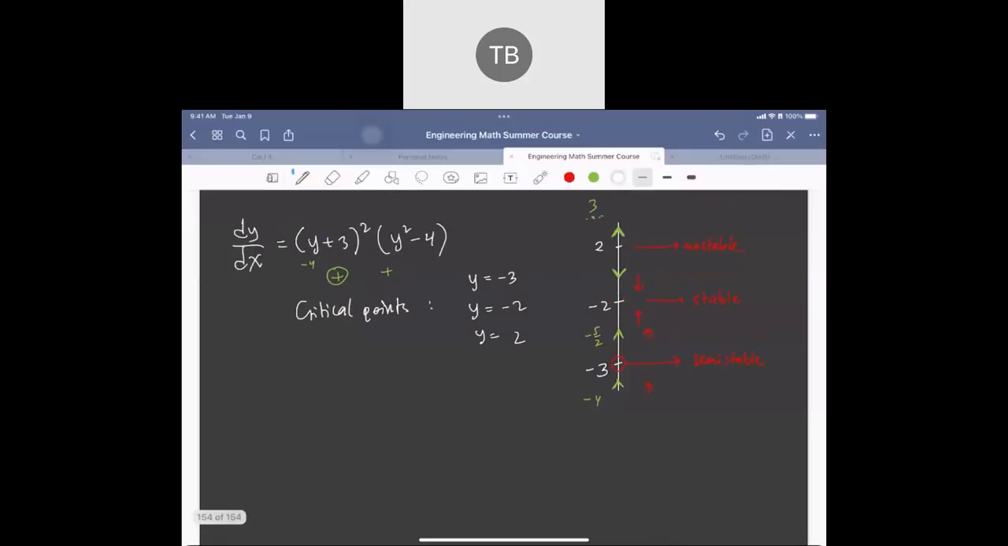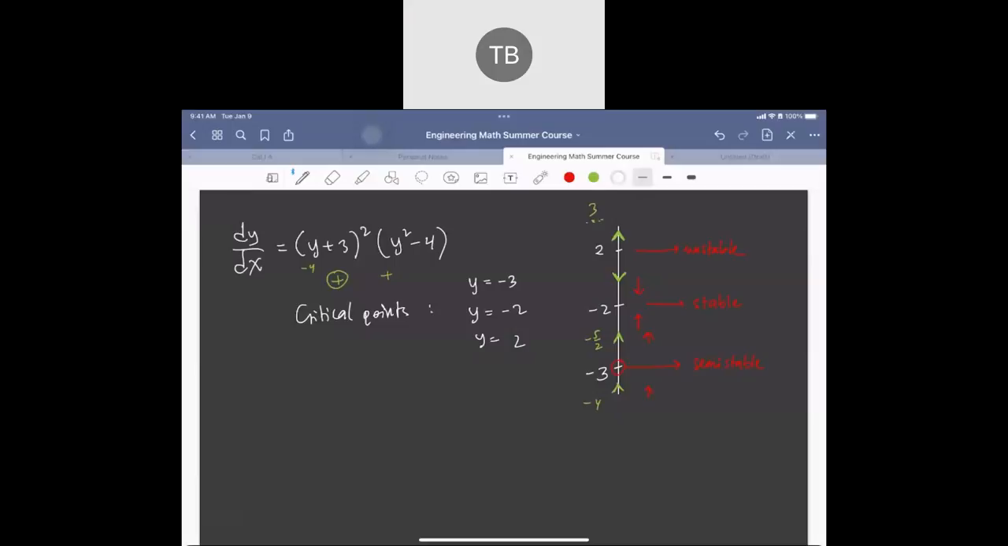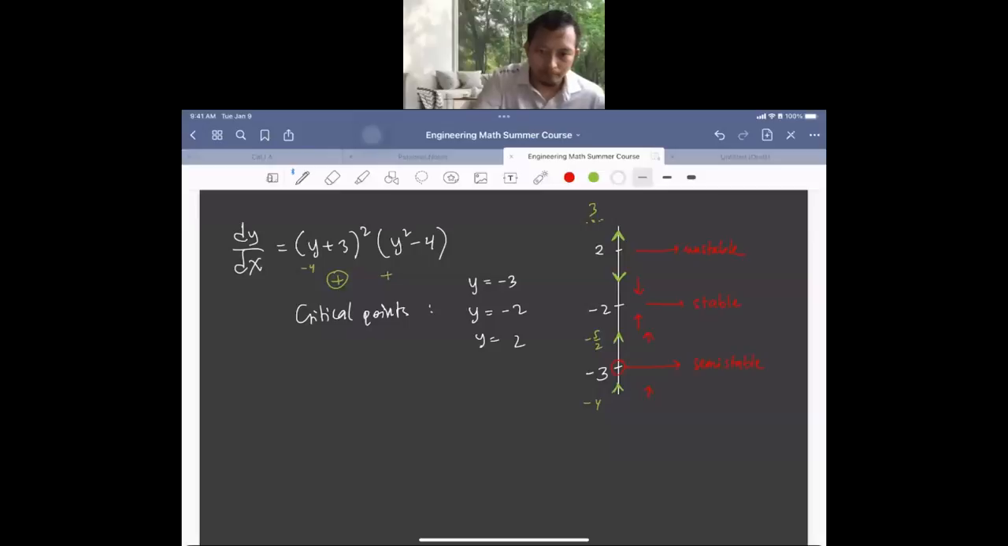Okay. The next part. Let me check. Wait, Professor, can I note it down first? Yeah. Sure. I'll just check here. So to check critical points, we just set the equation equal to 0, right? Yes, yes, yes. Okay. Thank you.